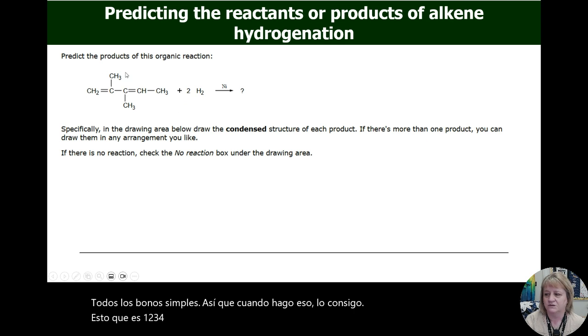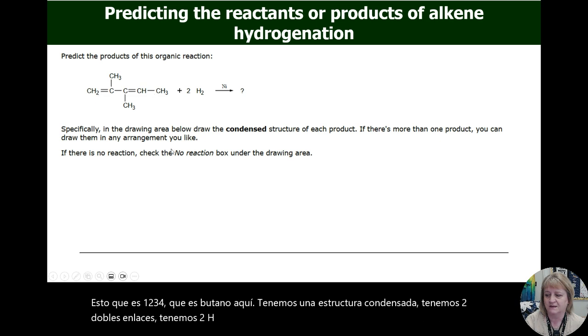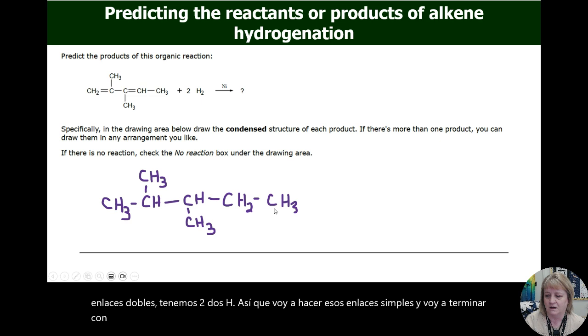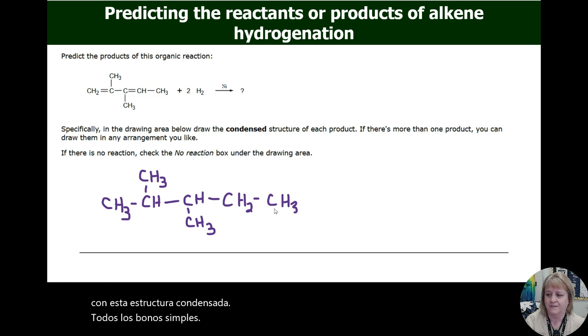Here we've got a condensed structure. We've got two double bonds. We've got two H2s. So I'm just going to make those single bonds, and I'm going to end up with this condensed structure, all single bonds. Notice each time I have to have a catalyst. It either is nickel or platinum.